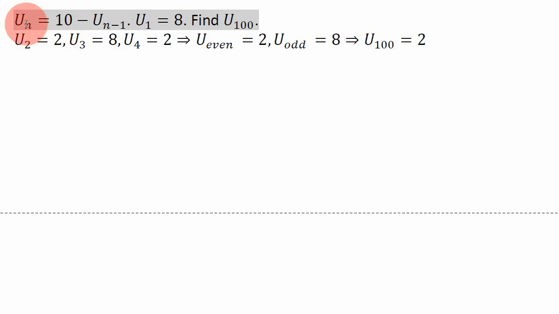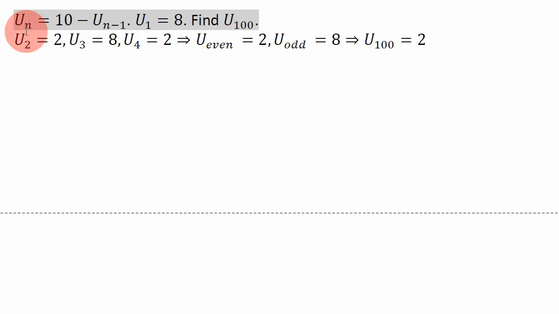So, carrying on, in this particular example I want to talk about periodic patterns, how these recurrence relationships can produce periodic patterns, and you need to be able to spot them to be able to answer these kinds of questions. So the question says, here's a recurrence relationship, un equals 10 minus un minus 1, and the first term u1 is equal to 8, and find out basically the 100th term. That is the question. So let's start generating a couple of terms.